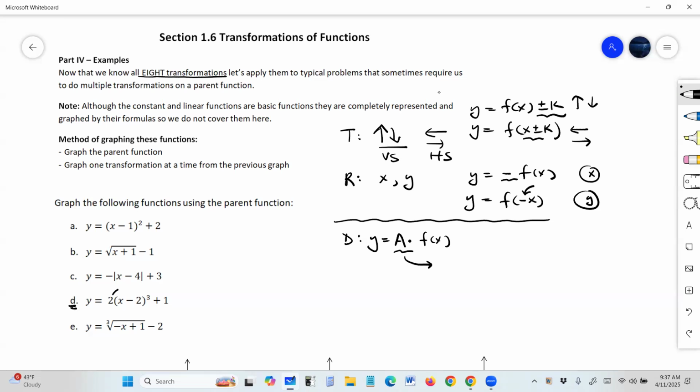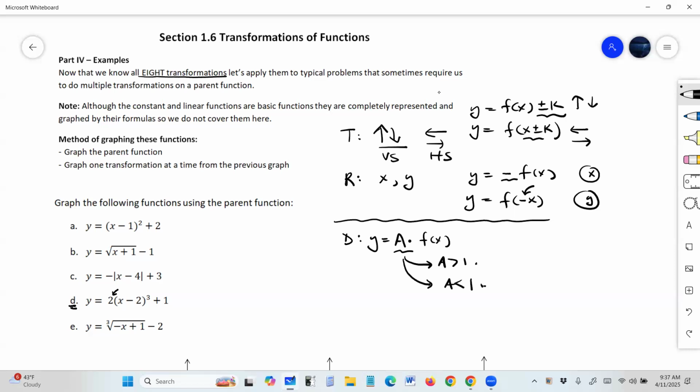Even though we're not going to graph this, this number here is a dilation. If this number is greater than 1, the function will grow faster. And if it is a number smaller than 1 but still greater than 0, this means that the function will grow slower. Some people give different names to these things.